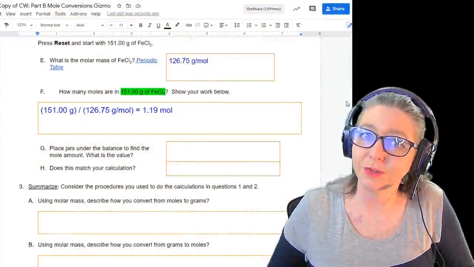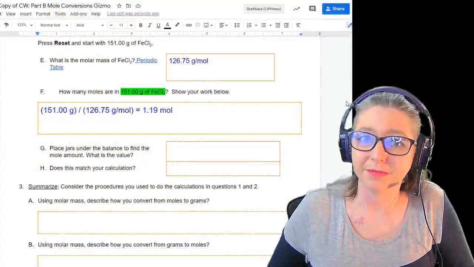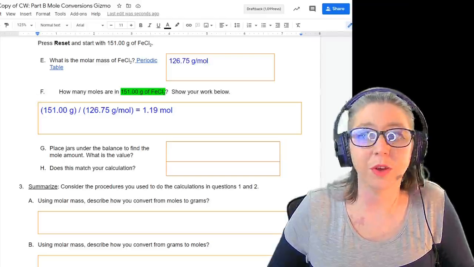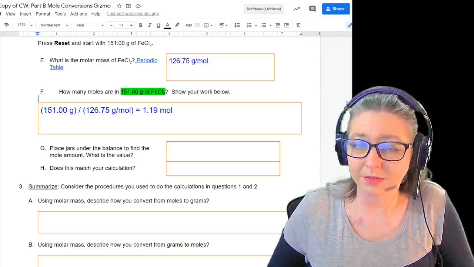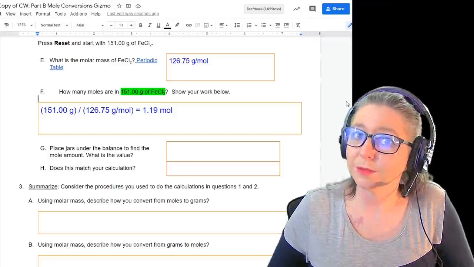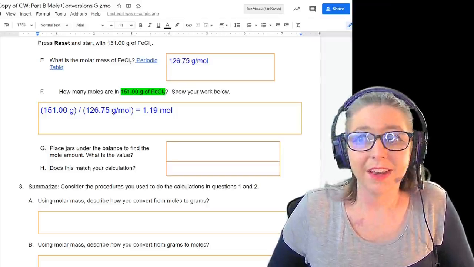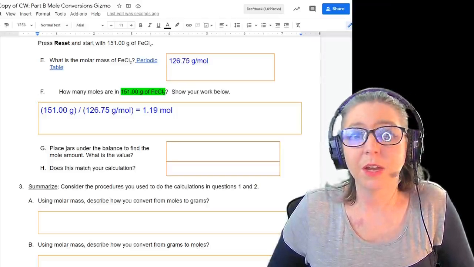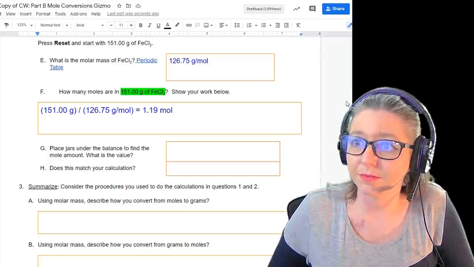Next, I gave you a chance to solve a very similar problem with iron 2 chloride. So the first question was, what is the molar mass of iron 2 chloride? You can use your periodic table to find the masses, add them up, and you get 126.75 grams for every 1 mole. Then it asks you to find how many moles are in 151 grams of iron 2 chloride.